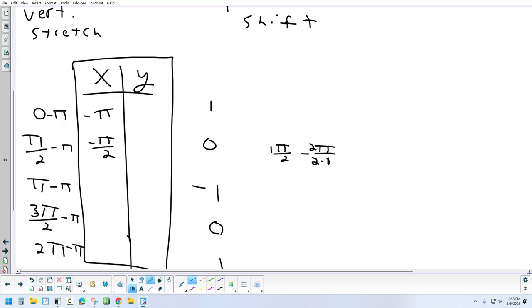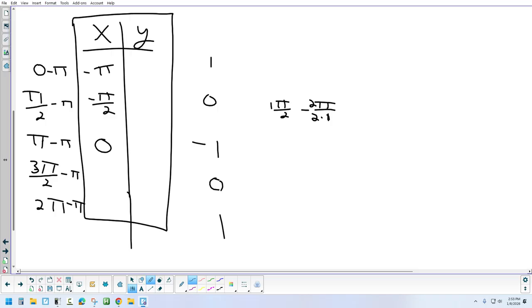Yep. So that's the second. The third x value, what's pi minus pi? 0. And then 3 pi over 2 minus pi. Pi over 2. And 2 pi, take away 1 pi. Pi. Okay, so there's all your x's.